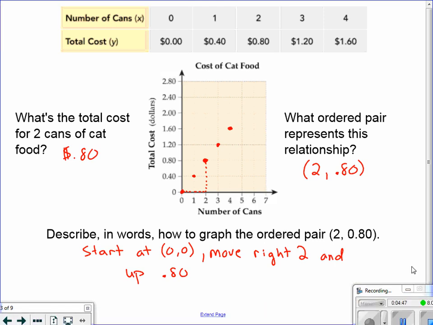And then the last thing I want to say about this slide is just remember the ordered pairs here. So we'll just look at the ordered pair 2 and 0.80. If somebody were to ask you what that represents in this situation, you would just say that it represents that 2 cans are going to cost you 80 cents. Okay, so 2 cans of cat food are going to cost 80 cents in this situation. That's what the ordered pair 2, 80 cents tells you.